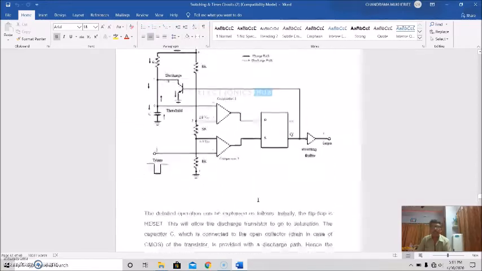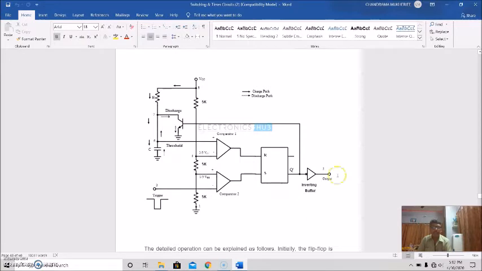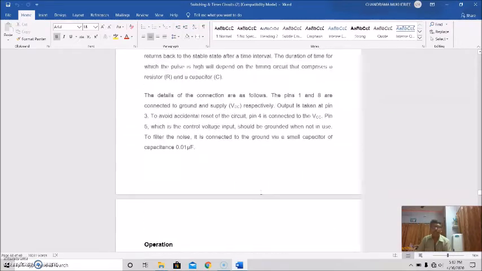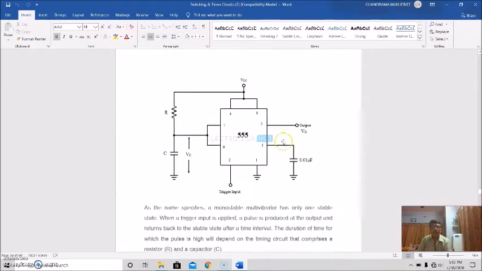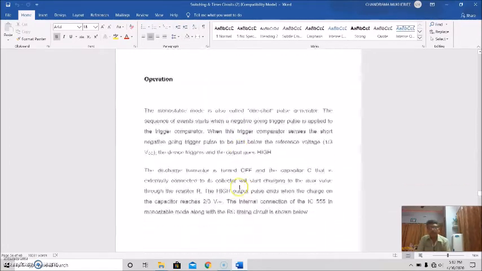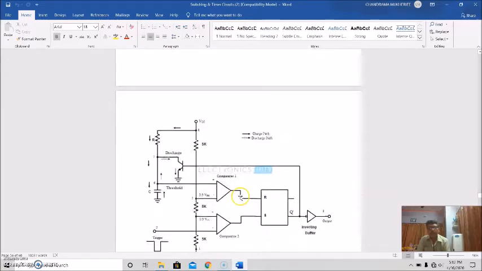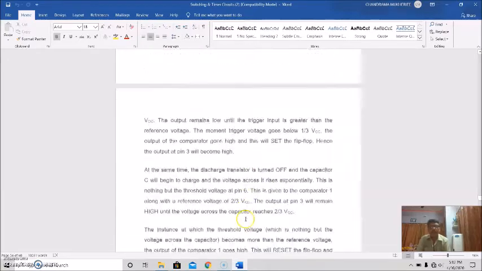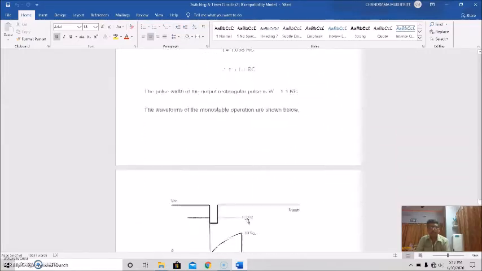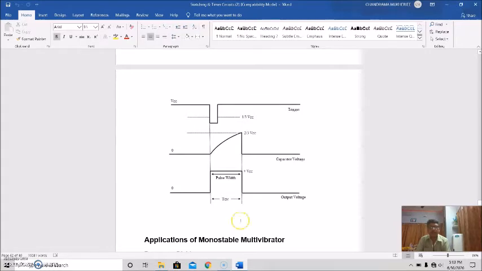Once again, I am telling, this is the circuit. This is the schematic of the monostable multivibrator using a 555 timer, and this is the waveform actually. This is the waveform.